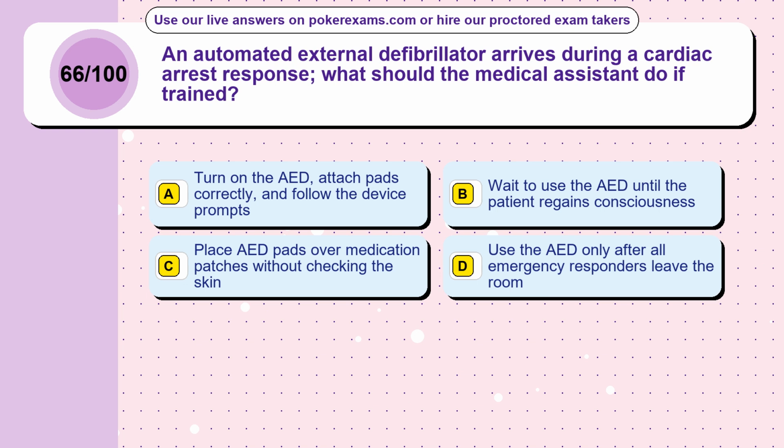Question 66. An automated external defibrillator arrives during a cardiac arrest response. What should the medical assistant do if trained? Option A, turn on the AED, attach pads correctly, and follow the device prompts. Option B, wait to use the AED until the patient regains consciousness. Option C, place AED pads over medication patches without checking the skin. Option D, use the AED only after all emergency responders leave the room.